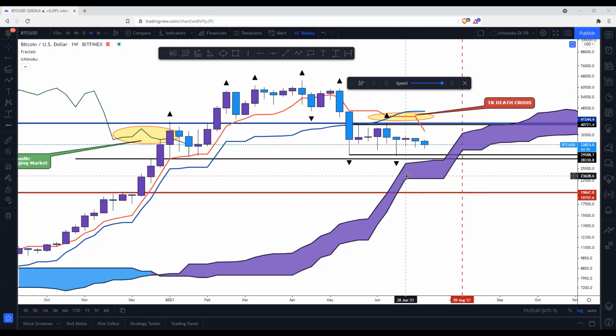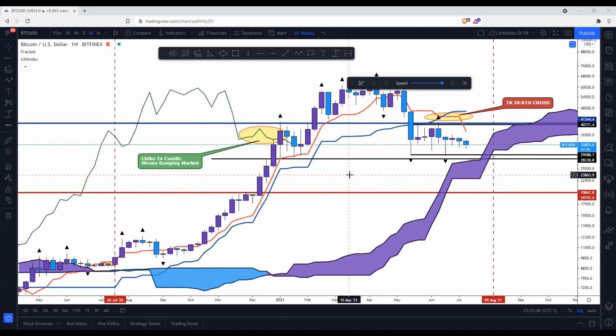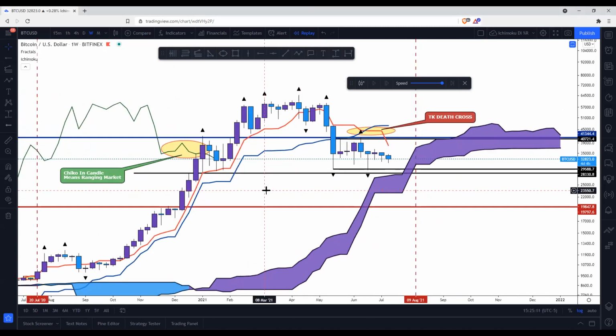Y'all understand how important that Chikou span is? Chikou span is like the black sheep of the family. No one pays attention to it. So it's better to put more attention on it. And you notice how it's on the weekly time frame, how it's big.